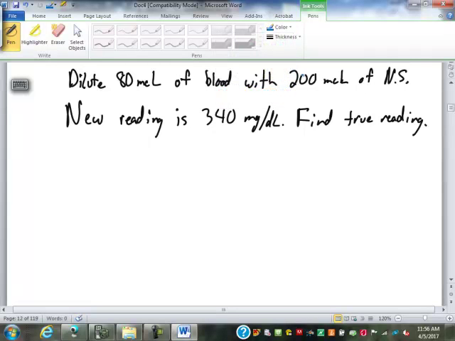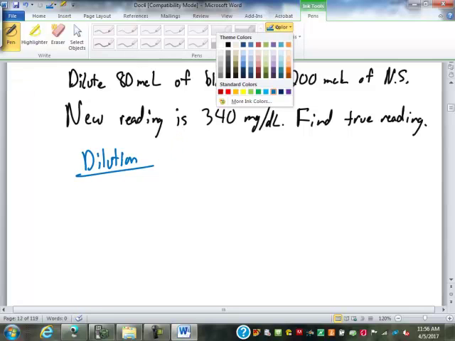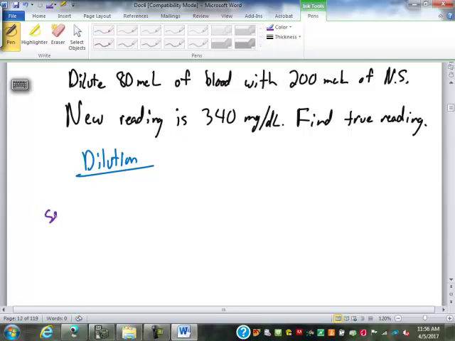So here our first step is to figure out what the dilution is that's used. So our dilution here, remember dilution is serum or concentrate over total volume. So in this case, the serum is our blood. How much blood did we have? 80 microliters, perfect. The total solution. How do we find the total volume?